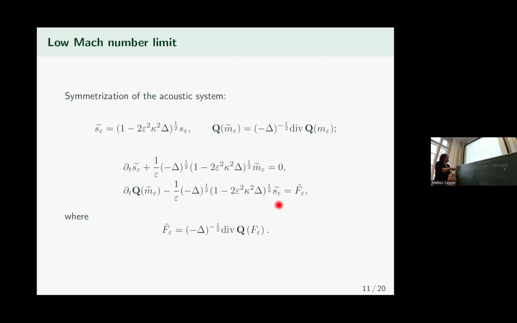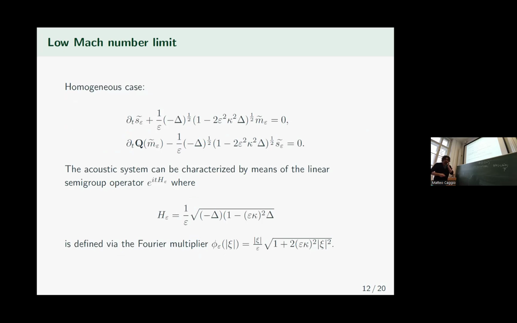Then, in our case, it's enough to work with the homogeneous system. This is for technical reasons, there is nothing too deep in it. And then the point is that this system can be characterized by this semigroup operator, where this H is of this type, and this H is defined through its Fourier multiplier. And the Fourier multiplier is of this type. And here there is a bit of an analogy between the physics behind this dispersive relation, here in Fourier space, and our model.